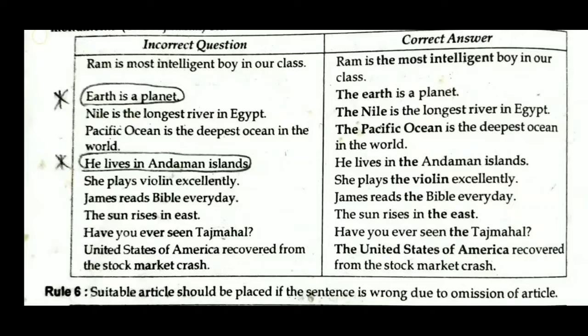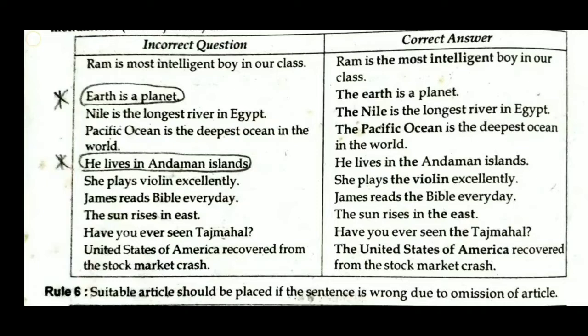Before seas, Pacific Ocean is the deepest ocean in the world. So what is the error? The Pacific Ocean. The Pacific Ocean is the deepest ocean in the world. Okay, the Pacific Ocean is right. So before seas, before oceans, we have to use the. Okay. He lives in Andaman Islands. So he lives in the Andaman Islands. Before islands, you have to use the.